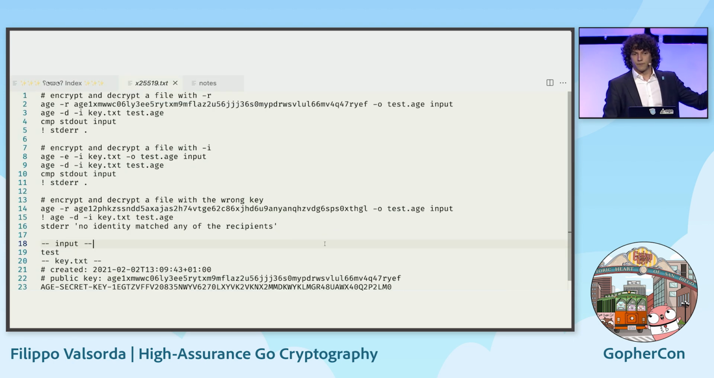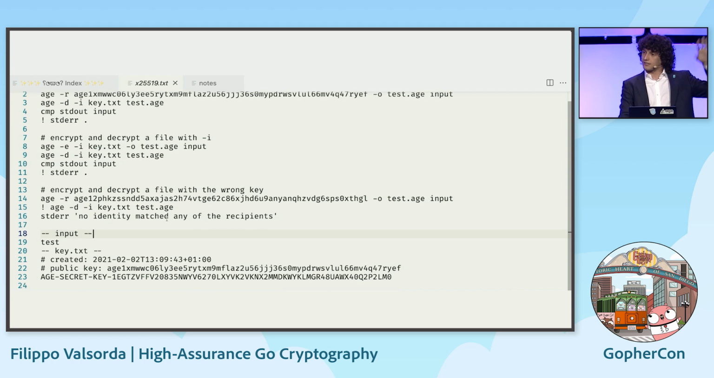This is a test from the age test. age also has a CLI, so it's a command line tool, and you do age -p to encrypt with a password, simple stuff. A testscript file has two sections. At the top has a bunch of commands, and at the bottom it has files to set up in the environment before running the test.